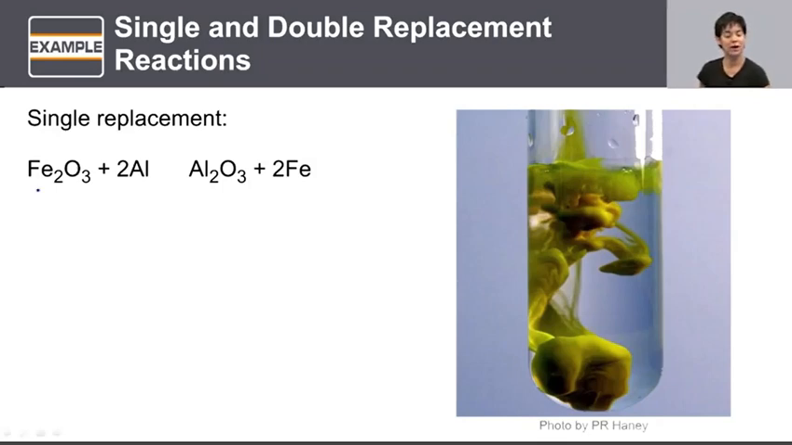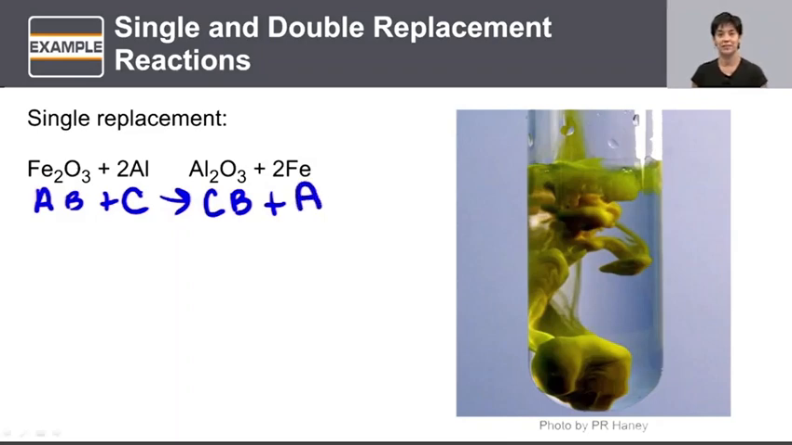Here we have an iron oxide. We have an AB. And we have aluminium. Sorry, you say aluminum. There we go. There's our element. Remember we said that the element in the reactant was now going to be in our product compound. Here we see it. We've got aluminium oxide and iron, a new element.